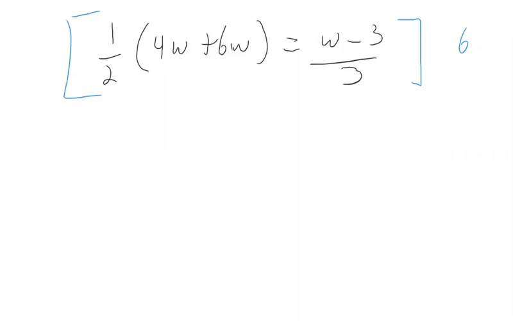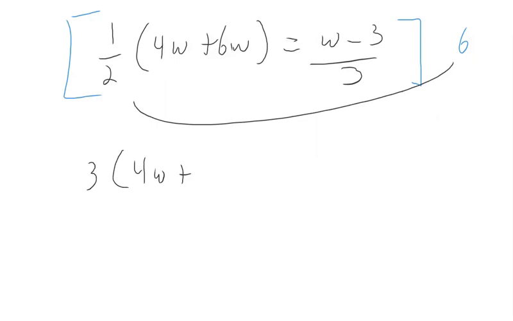You don't have to do this. You can keep everything in fraction form, but I like to do this because it makes it a little easier to work with. So I'm going to multiply everything by 6. So 6 times 1/2 is 3, so this becomes 3(4w plus 6w) equals, then 6 times 1/3 is 2, so that becomes 2(w minus 3). Now all of the fractions are gone, and I can solve it.